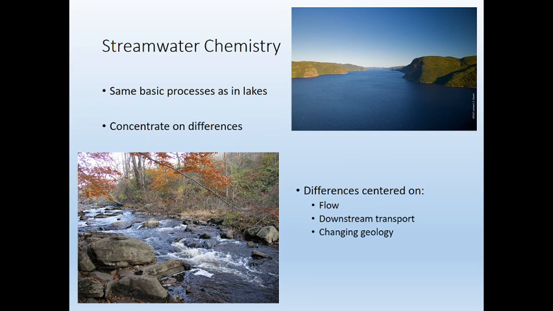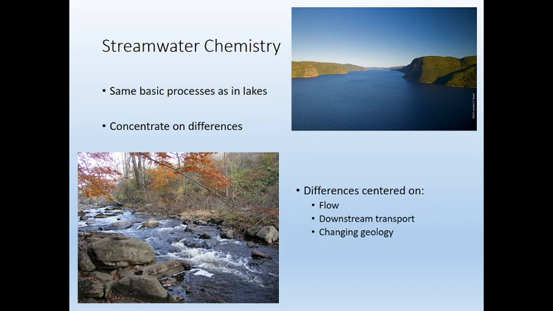Hello, everybody. So now we're going to start talking about stream water chemistry. The thing about water chemistry in lakes and streams is it's pretty much the same, right? The carbon cycle is the same, nitrogen is pretty much the same. Phosphorus, again, same impacts. We're going to concentrate on some differences that make the chemistry of rivers a little bit different. Those differences are centered on flow, downstream transport, and then the changing of geology.